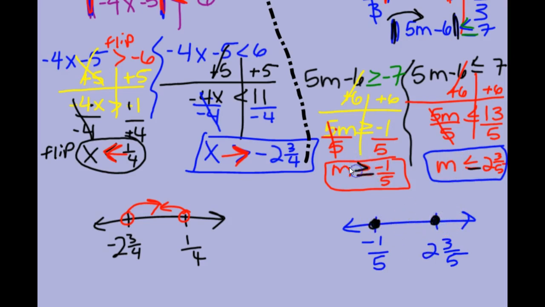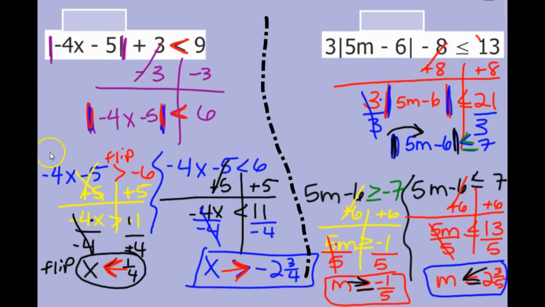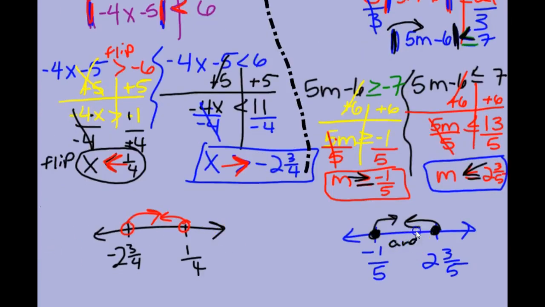At negative 1/5 pointing to the right, at 2 3/5 pointing to the left, less than. And double check. When we had our absolute value by itself, less than is an "and" symbol, and that's what we have, pointing together.